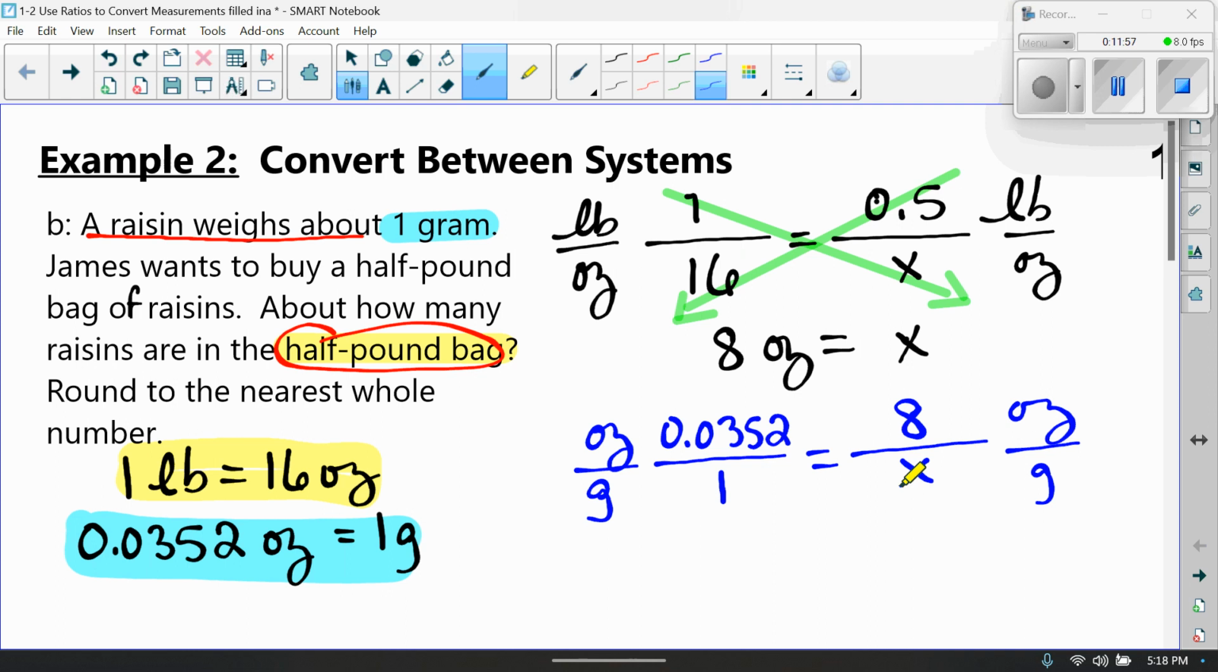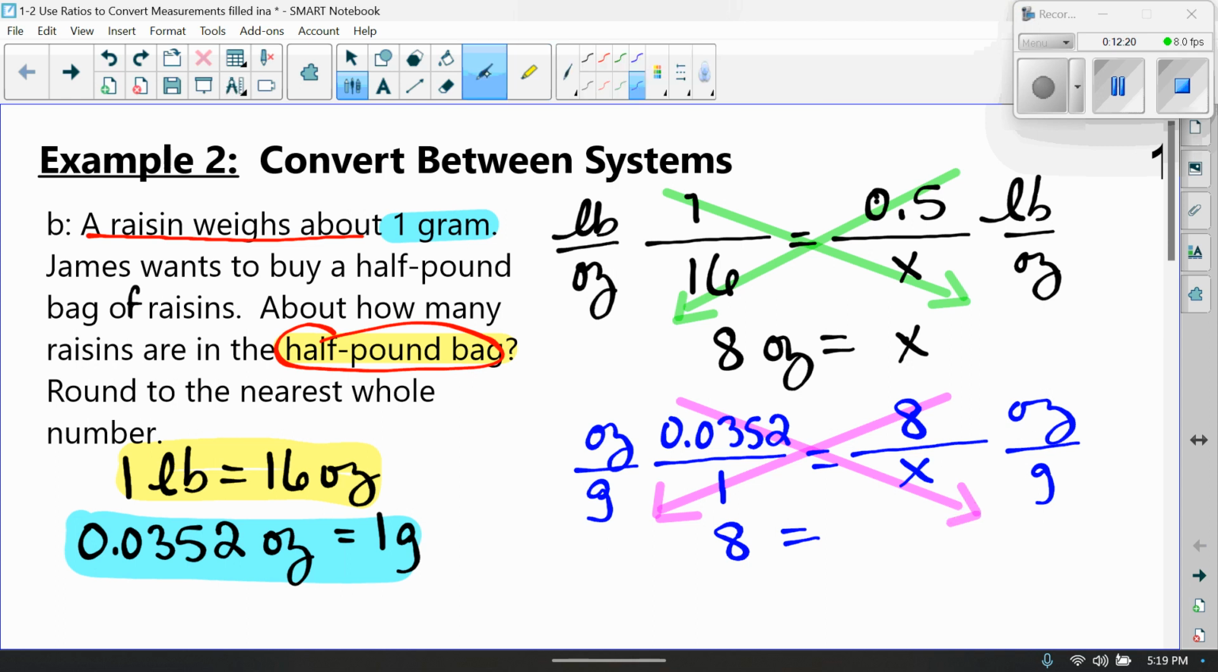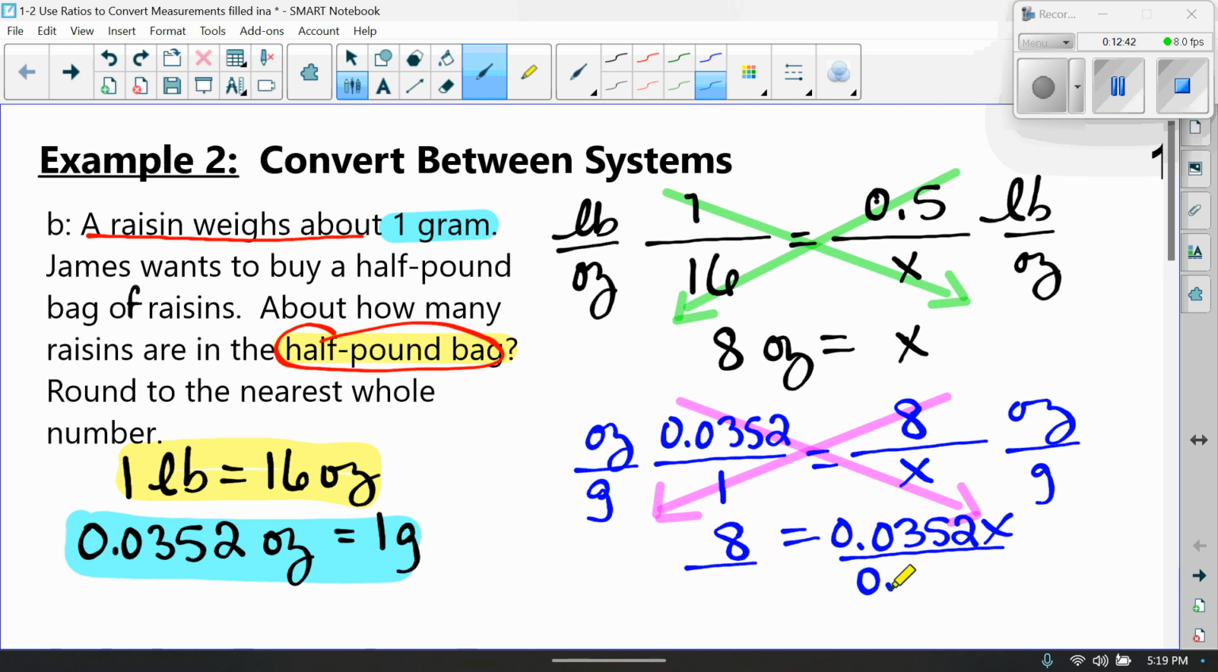Now on this one, all we got to do is cross multiply again. On this side, we have 8 times 1, that's 8, of course. And on the other side, we have 0.0352 times x. So that's a big one, I mean a little one. Now remember, to get the x by itself, we're going to divide by whatever is in front of the x. So we're going to divide both sides by 0.0352.